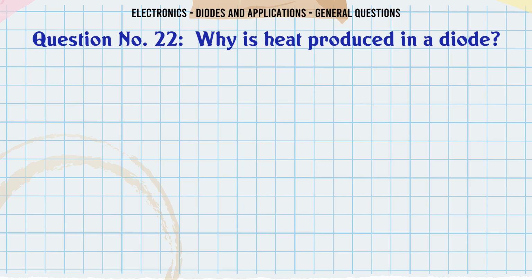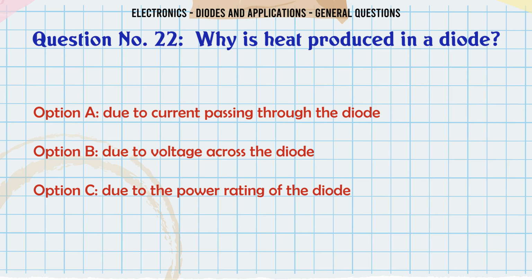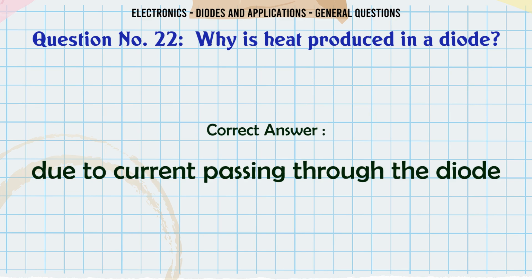Why is heat produced in a diode? A. Due to current passing through the diode, B. Due to voltage across the diode, C. Due to the power rating of the diode, D. Due to the p-n junction of the diode. The correct answer is due to current passing through the diode.